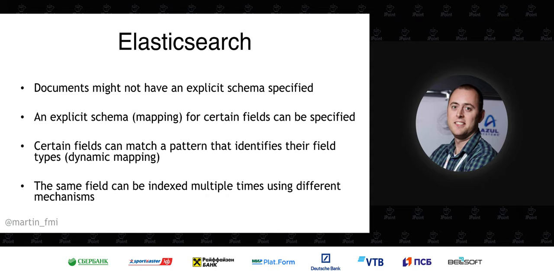Documents in Elasticsearch might not have an explicit schema, as one is required, for example, in a relational database table. However, we can define a schema that defines what are the field types. And certain fields can also match patterns that identify their field type, which is also called dynamic mappings. We can create a definition for a group of fields that have common structure. And also the same field can be indexed multiple times using different data types, for example, in different settings, which allows us to treat a certain document field in different manners when we index it in Elasticsearch.